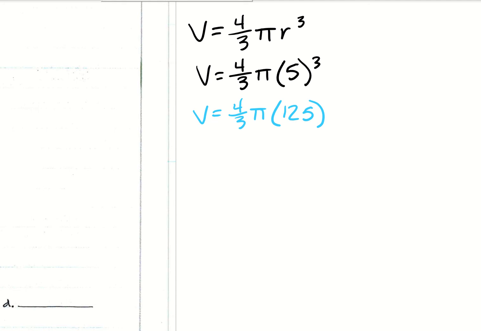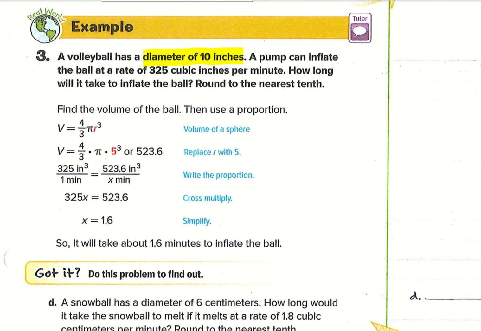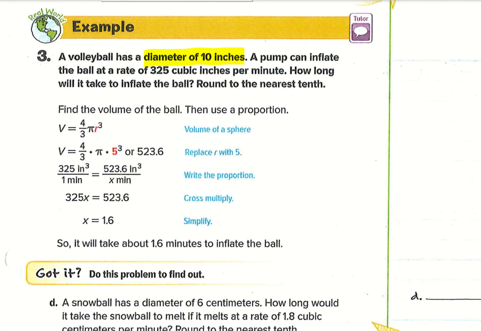So I get 3.14 times 4 divided by 3 first, times 3.14, and then times 125. I'm going to get V equals 523.33. It was 3 repeating, but that's fine for right now. Obviously, they get something a little bit different here, right? But again, they just used pi instead of 3.14.